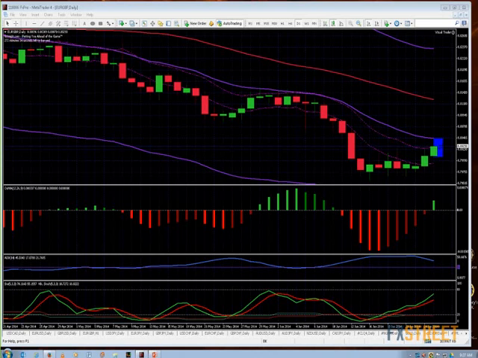Conversely, if trading makes you tense or excited, chances are you're probably doing something wrong. Right? So it works both ways.